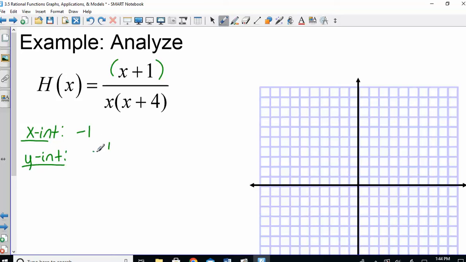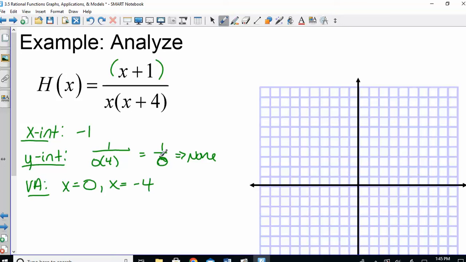Y-intercept. If you plug in 0 for all of your x's, you get 1 over 0 times 4. So 1 divided by 0, can we do that? No, so there is none. Vertical asymptote. X equals, what makes the bottom 0? 0 and negative 4.